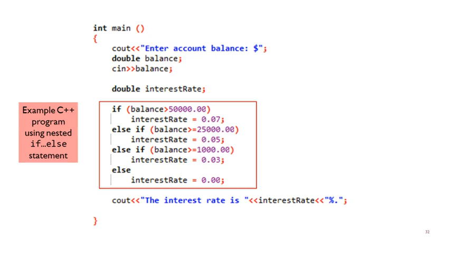So the second condition is if the balance is greater than or equal to 25,000, and then the interest rate is 0.05, and then the third condition is balance greater than or equal to 1,000, the interest rate is 0.03, else, which means other condition or other value, the interest rate is 0.0. So if the compiler already compiles and runs the condition, it will show the interest rate.